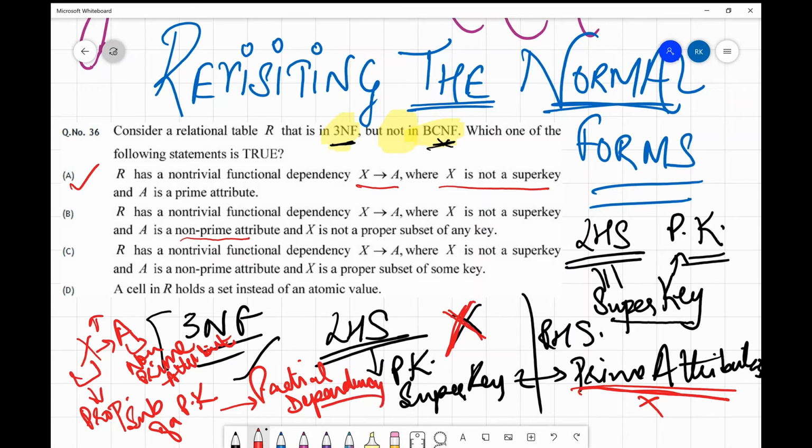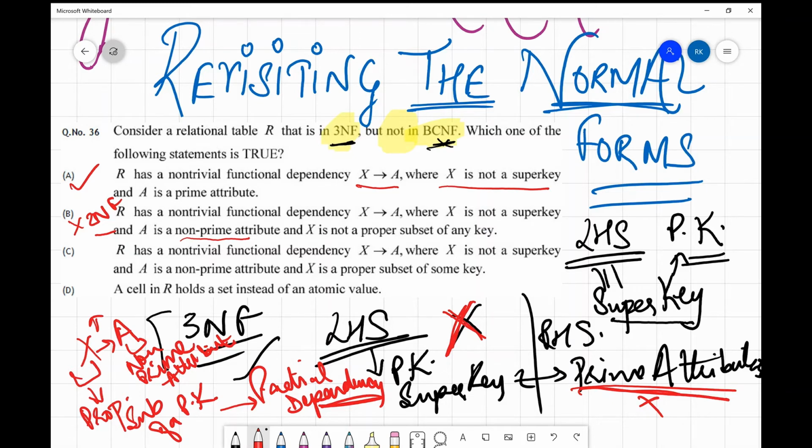And since the partial dependency exists, this kind of relational schema will not be in 2NF. So this is not in 2NF as well. If this is the scenario, then this won't be in 2NF, and it will be only in 1NF. Then we'll have to check for 1NF, but this won't be in 2NF.